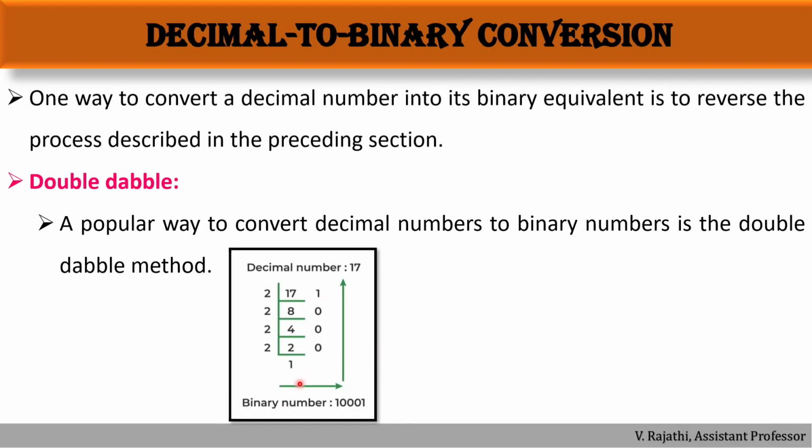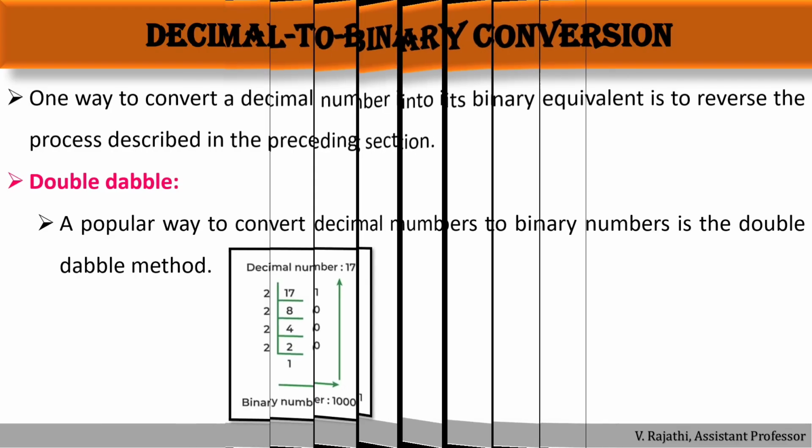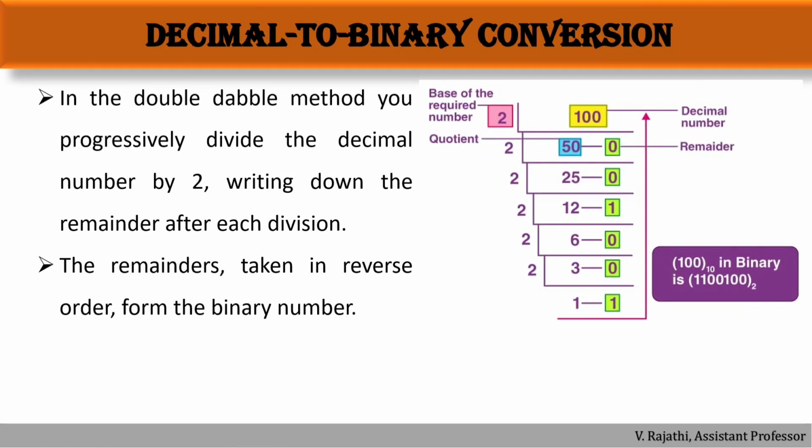So here 10001 will be the remainders, and we can write in this way. From top to bottom we can write the answer of the binary value. In the double table method, you progressively divide the decimal number by 2. We have to divide by 2 and write down the remainder after each division.